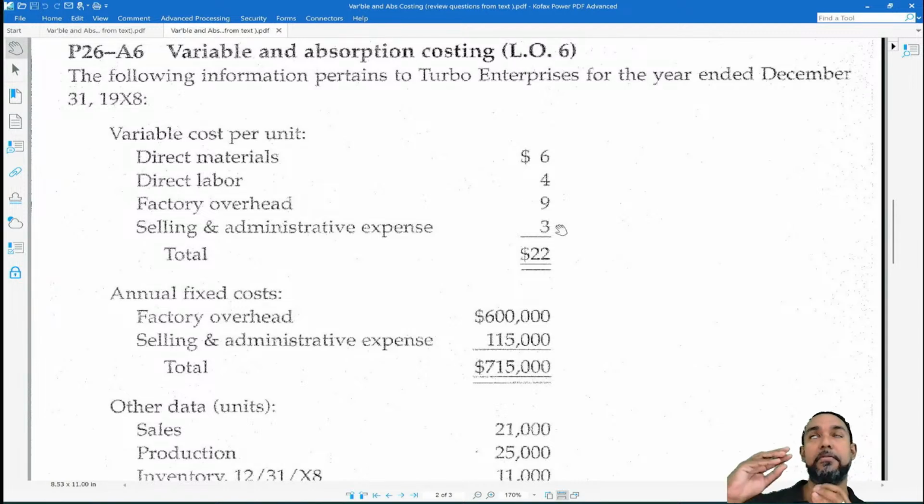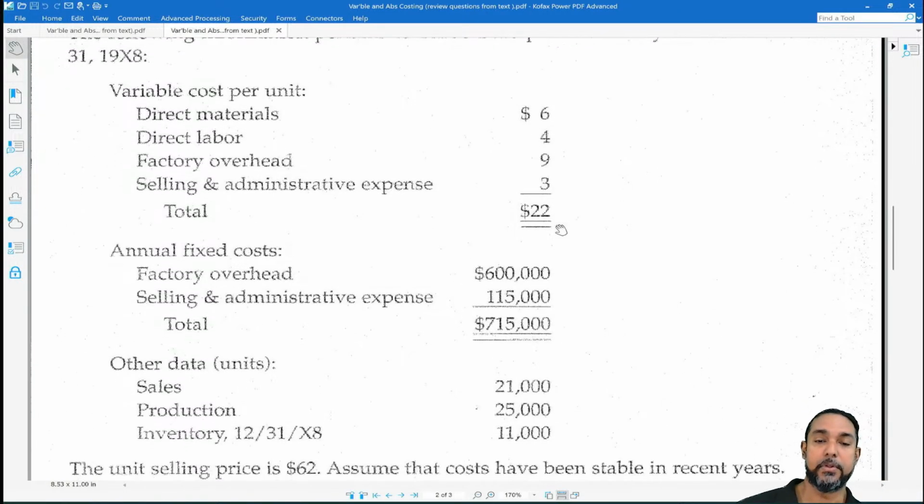The value of the inventory that goes on the balance sheet, and that even goes in the income statement, is only production costs, right? So the selling and admin is not attached to the units, except for a specific purpose, and I'll get to that just now, okay?